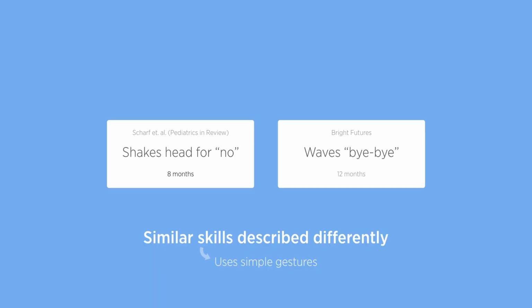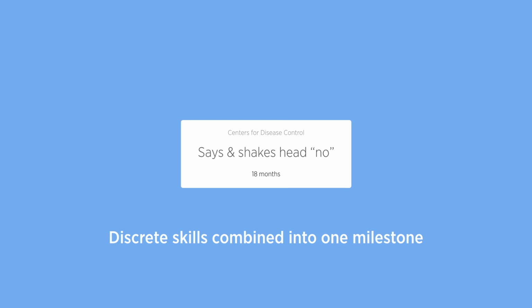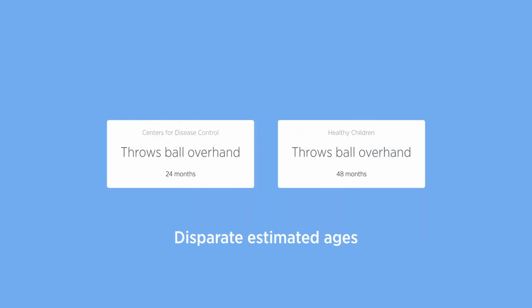Just going through this process of determining which milestones map on to which observations raised concerns for us about the utility of these developmental milestone checklists. For example, milestones from different checklists described similar skills but in different ways. Some milestones combine 2 related but really discrete skills. Other milestones seem to have the same description but with very different estimated ages of when they occur.